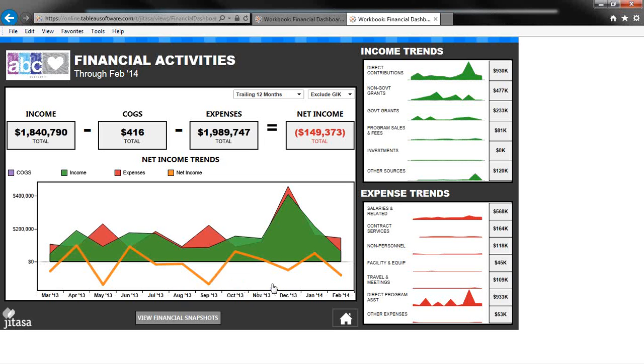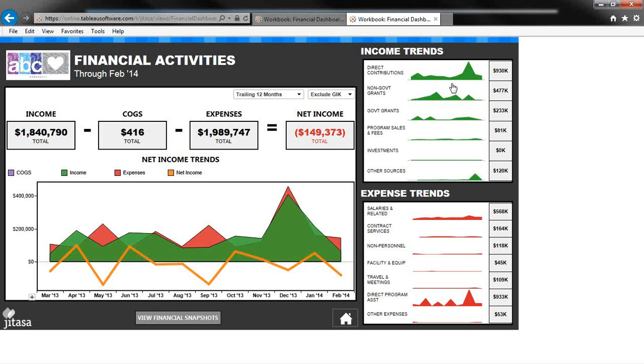So what this shows you is really a quick snapshot of the trends of your income statement, your financial activities for that time period, and really shows you what's happening with your organization over that same time period. And then on the right, you have a breakdown of key categories for your income and expenses. So for this nonprofit, their key accounts are direct contributions, non-government grants, government grants, program sales, investment, and other sources.